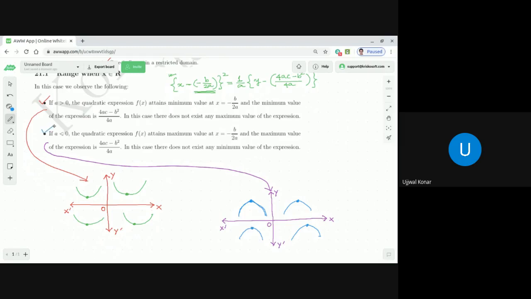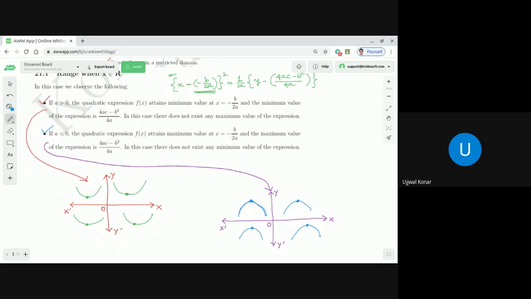If a is less than 0, the quadratic expression f(x) attains a maximum value at x equal to minus b by 2a. And the maximum value of the expression is the same thing, 4ac minus b square by 4a. Correct? And one thing I wrote, in this case, there does not exist any minimum value because the curve is going down and down and down.